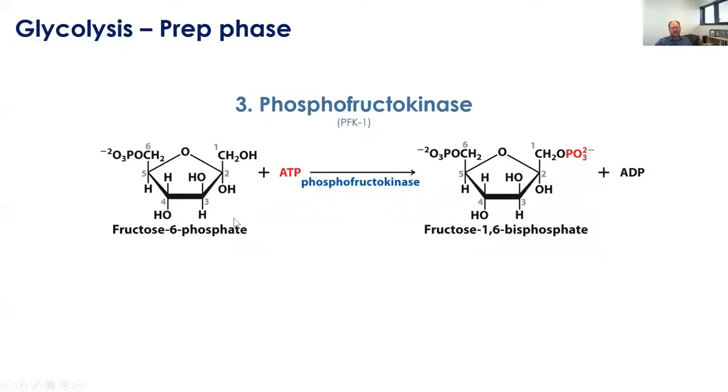So phosphofructokinase, PFK1, is an enzyme that is probably one of the most regulated enzymes in glycolysis. We're going to learn a lot more about its metabolic regulation in a later lecture. But what it does is it adds the phosphate back to carbon 1, and it makes this beautifully, nicely symmetric molecule that's already ready for the cleavage there.